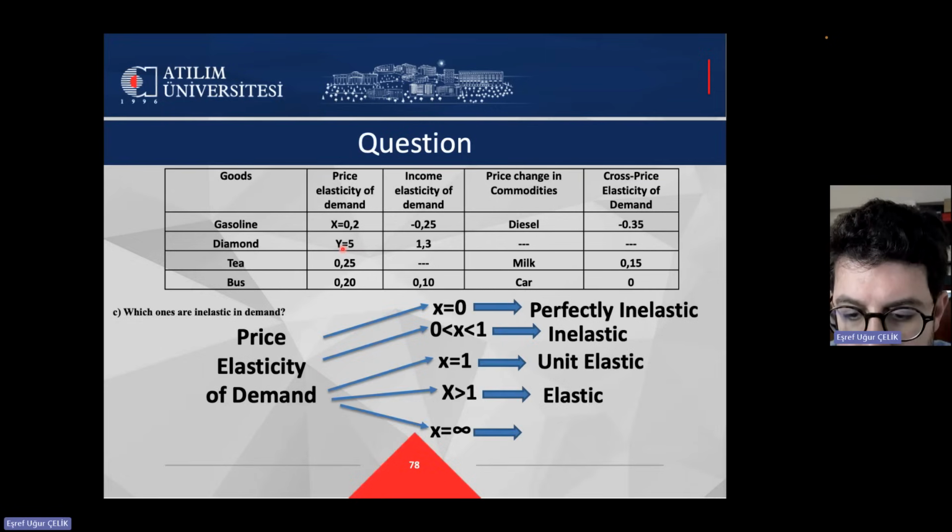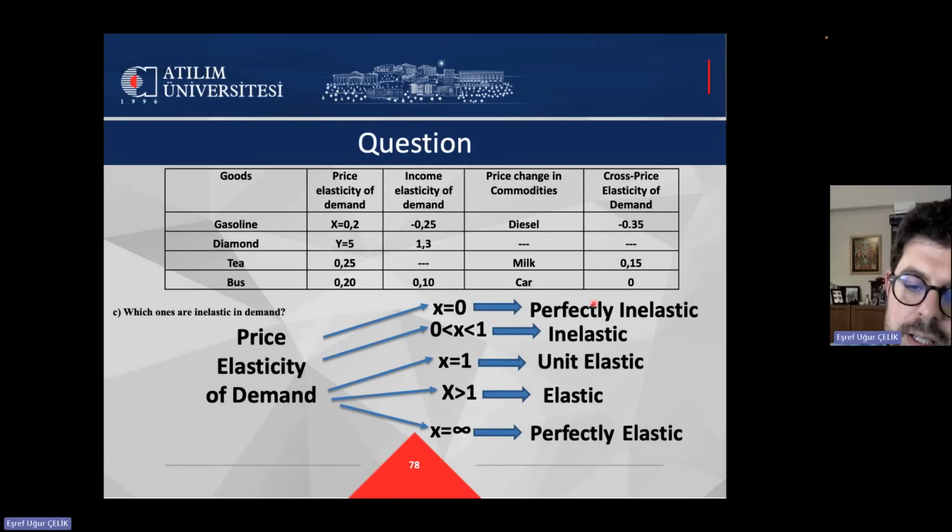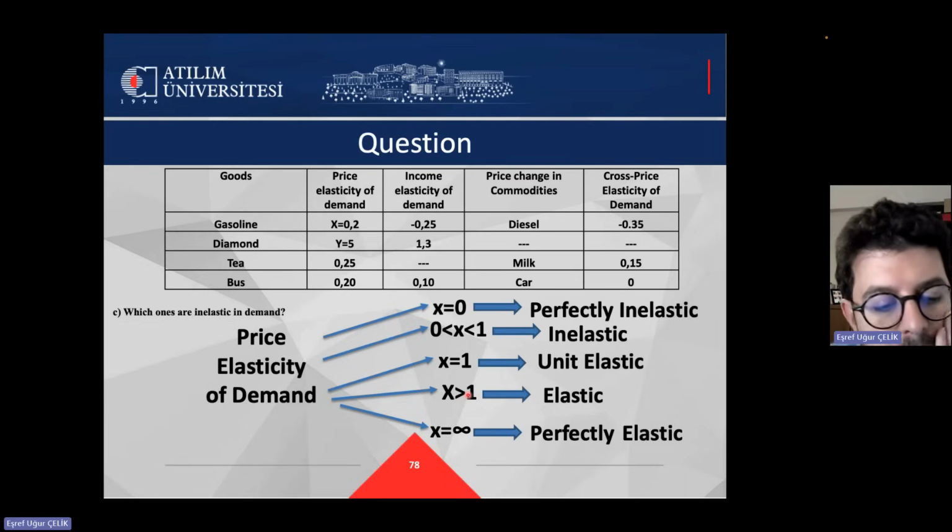You can see over here, if the answer is 0, perfectly inelastic. The range between 0 and 1, inelastic. If it's equal to 1, unit elastic or unitary elastic. If price elasticity of demand is greater than 1, sorry about it, elastic. And if it's equal to infinite, that's called perfectly elastic.